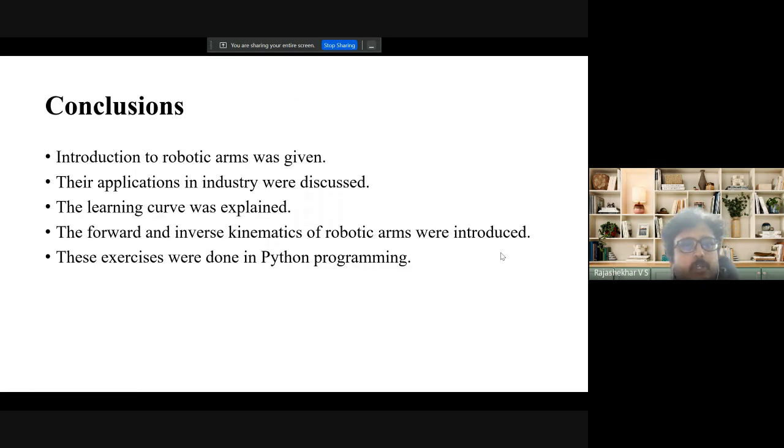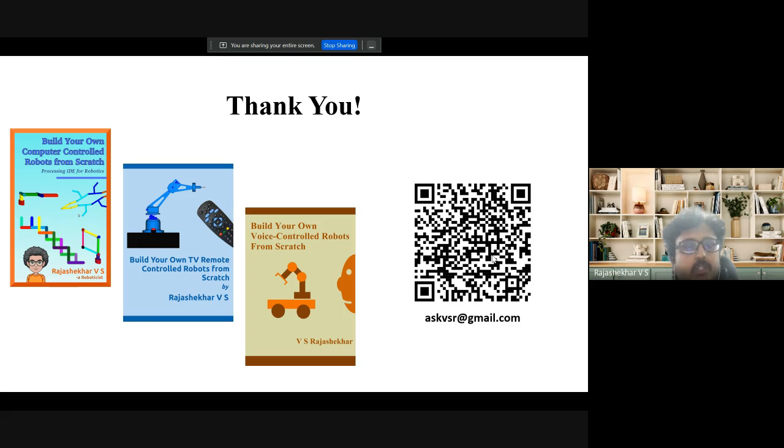So today we saw how robotic arms work. I talked about the applications in the industry and how the learning curve happens. The forward and inverse kinematics of robotic arms were introduced, and the exercises were done in Python programming. And these are the 3 other books which I have written on computer controlled robots, build your own TV remote controlled robots from scratch, and voice controlled robots. And here's a QR code to my LinkedIn profile. And that's it from my side. If you have any questions, you can ask me. I'll be happy to answer.